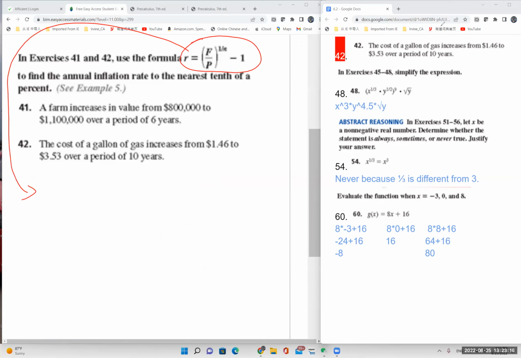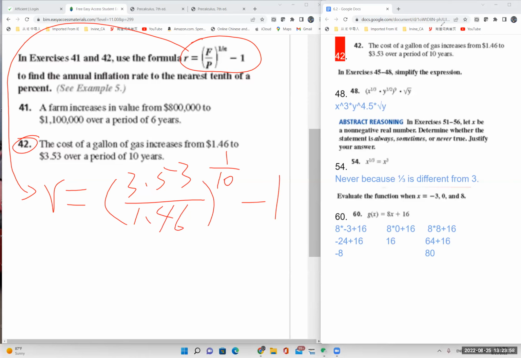Then we can get R equals F, which means final, 3.53. P means the beginning value. Then 1 over n. What should n be here? We do problem 42. It's 10, because it's 10 years, right? Then minus 1.